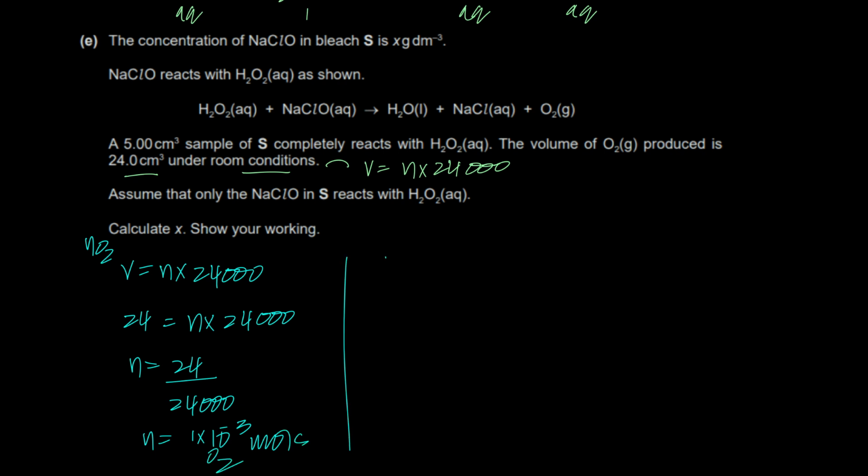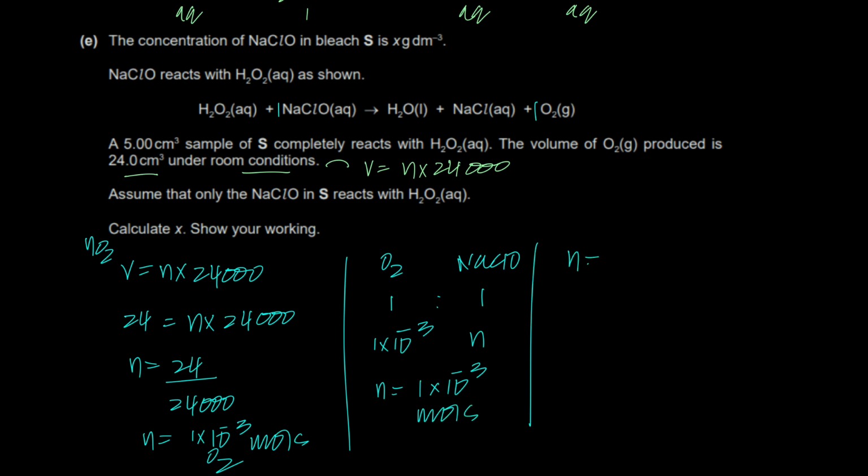And now we don't need the moles of oxygen, we need the moles of NaClO, and it's 1:1. If you see, one NaClO is required to make one oxygen. So they're both in 1:1, which means if you have these many moles of oxygen, how many moles of NaClO would you have? The same moles, 1 into 10 raised to the power minus 3 moles. And now you can figure out the concentration. N equals Cv. You have the moles of NaClO. You need to figure out the concentration.